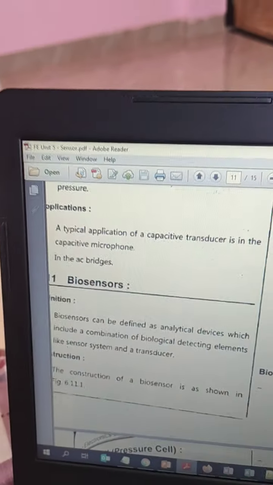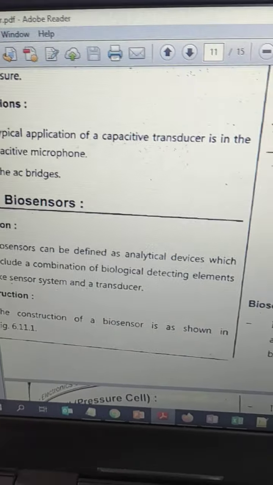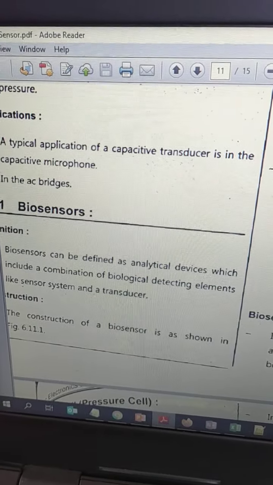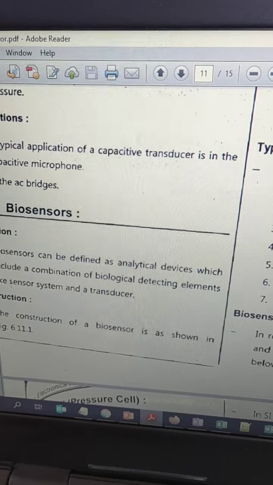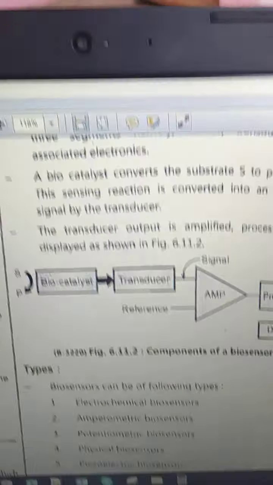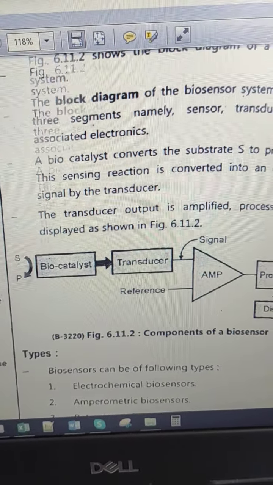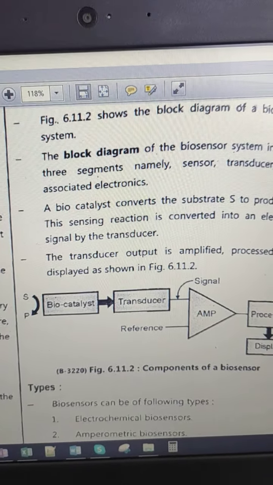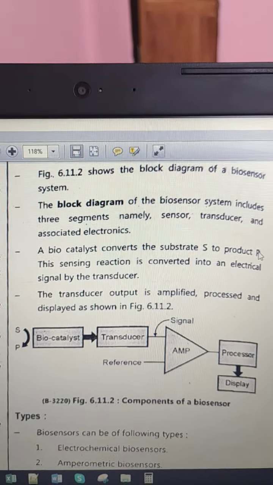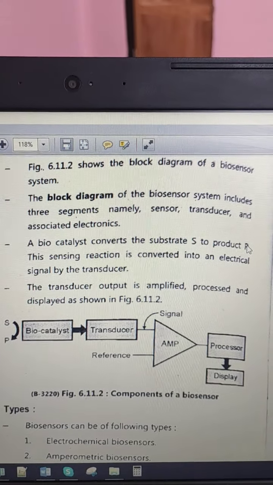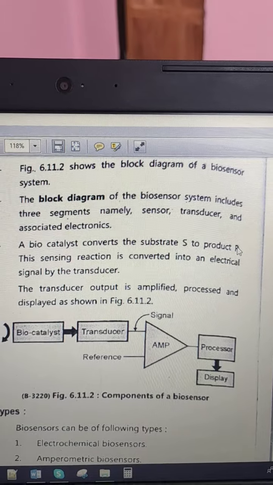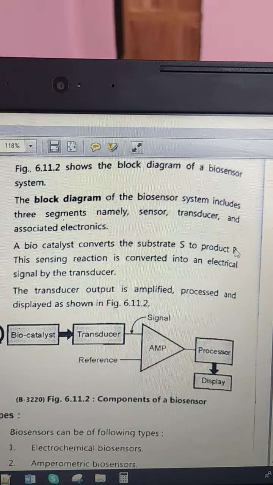Next topic is the biosensor. A biosensor can be defined as a device which includes a combination of biological detecting elements like a sensor system and a transducer. The construction of a biosensor is shown in the figure. It consists of a block diagram, namely sensor, transducer and associated electronics. As the biocatalyst converts substrate S into P, this sensing reaction is converted into an electrical signal by the transducer. The transducer output is amplified, processed and displayed as shown in the figure.